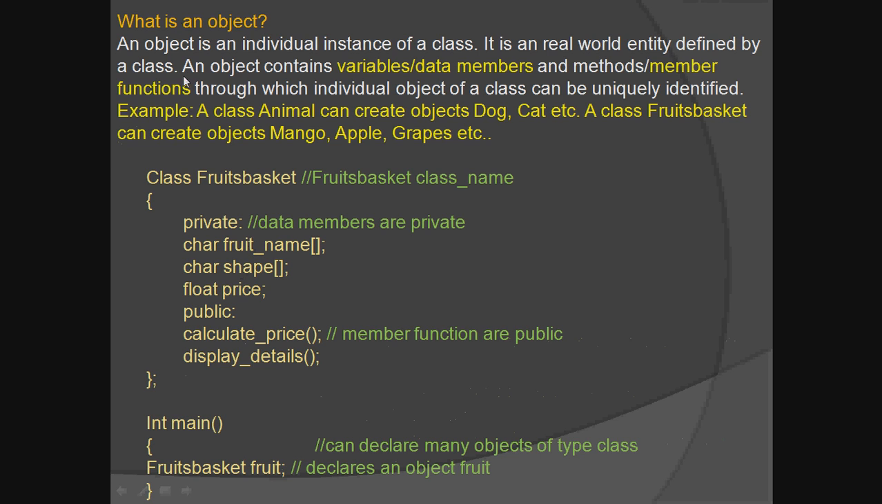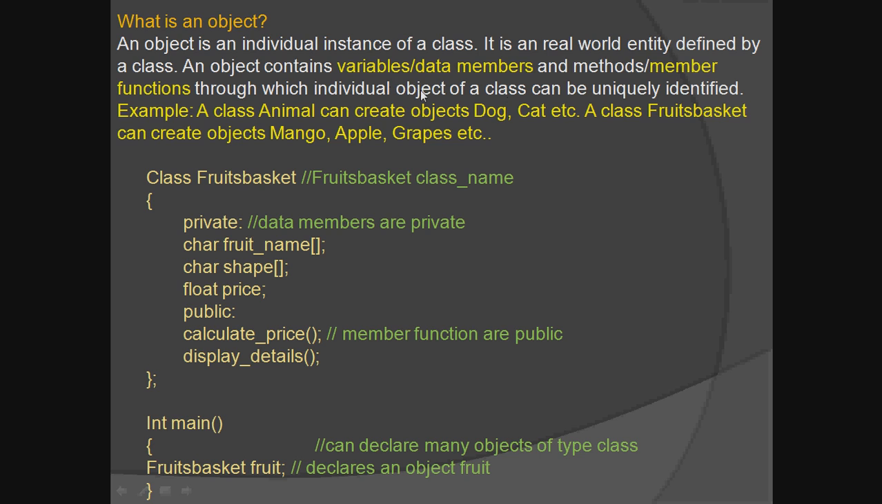Now what is an object? An object is an individual instance of a class. One object represents an individual instance or an example of a class. The class is your logical representation, and the object is the physical, actual representation of the class, right? It is a real world entity defined by a class. An object contains variables, also called data members or attributes, and methods, also called member functions, through which an individual object of a class can be uniquely identified.